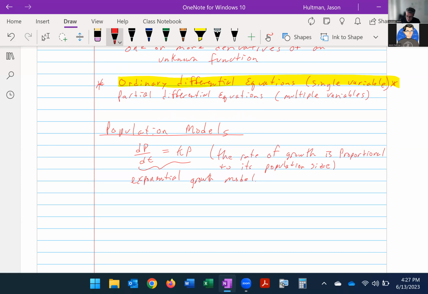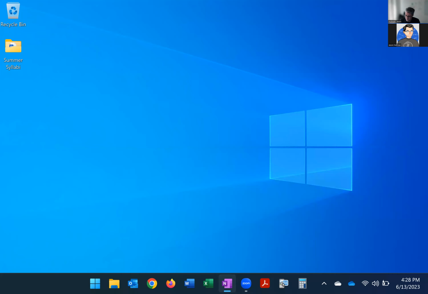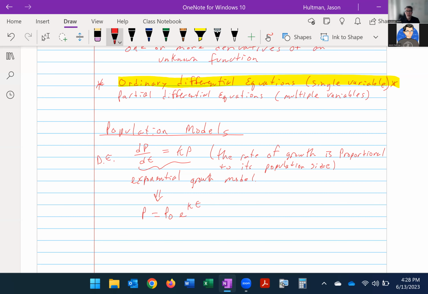We can turn this equation into P equals P naught e to the kt by solving this differential equation. This is the differential equation, or what we'll refer to as a DE. Whenever you see DE in this course, it's going to mean differential equation. I just don't want to write out differential equation over and over again. It may be capital DE or lowercase de, but it's just going to mean differential equation.